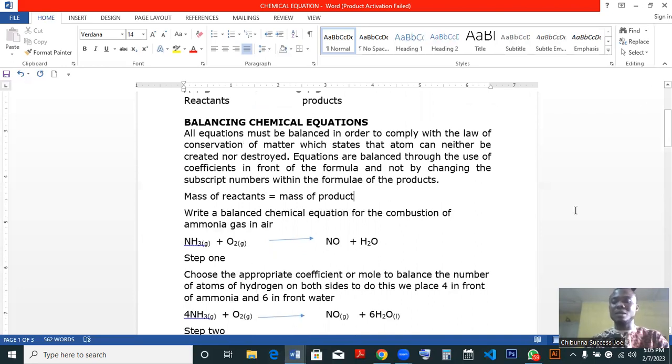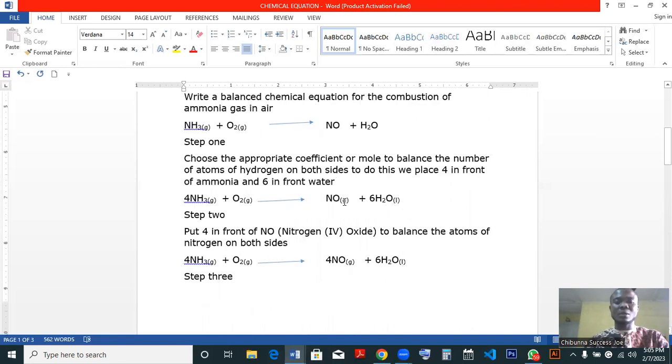So you see here that we have placed 4 here. This 4 that is outside multiplies the entire element. So when we say 4 times 3 hydrogen atoms, we are going to have 12. And for the 6 atoms of water, 6 times 2 is 12. So we see that on both sides, hydrogen is now balanced.